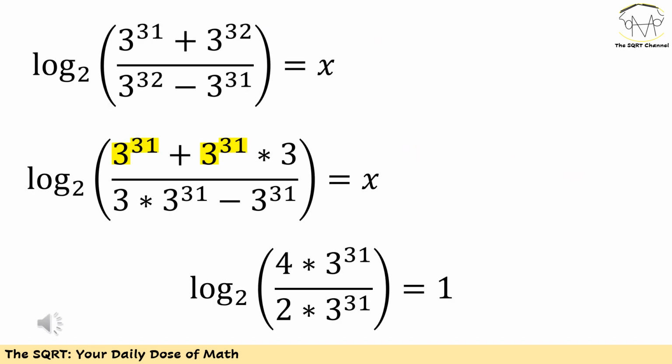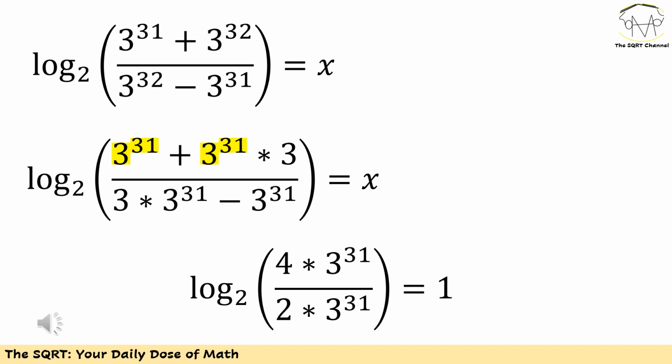As I said, the value that I have for x is a constant. Let's find that constant. I have 3 to the power of 31 and 3 to the power of 32. I can write 3 to the power of 32 as 3 times 3 to the power of 31. If I do that for both top and bottom of this fraction, you're going to see that on top of this fraction, I have 3 to the power of 31 plus 3 times 3 to the power of 31. If you factor out 3 to the power of 31, I have 3 plus 1 times 3 to the power of 31, which is 4 times 3 to the power of 31.